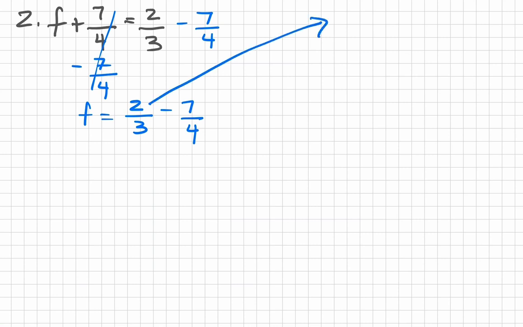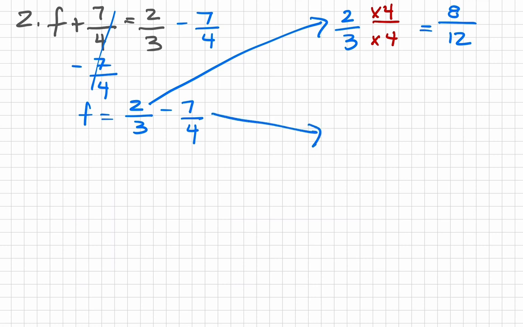So I'm going to do some side work over here. 2/3. I want to get to a common denominator. When you're looking for common denominators, you want to find the smallest multiple that you can convert them to. And in this case, it's 12. In order to get this 3 to 12, I had to multiply it by 4. So I'm going to multiply the numerator by 4 as well. And that's going to give me 2 times 4 is 8.